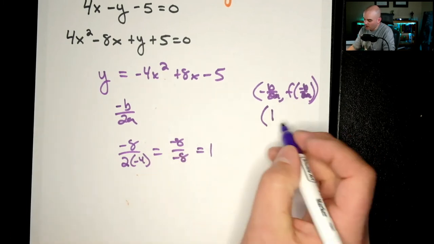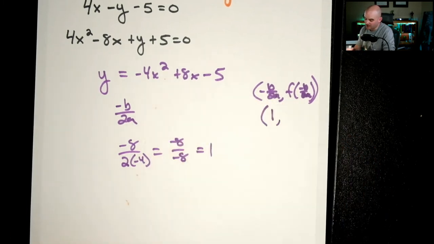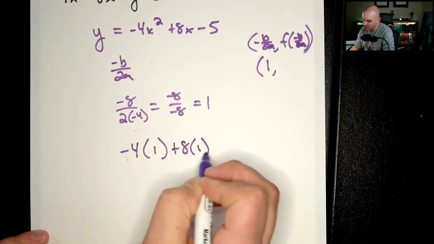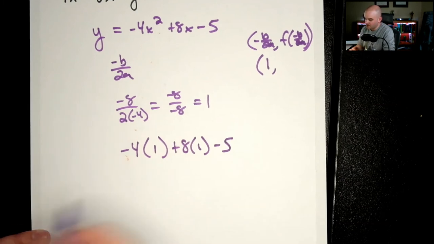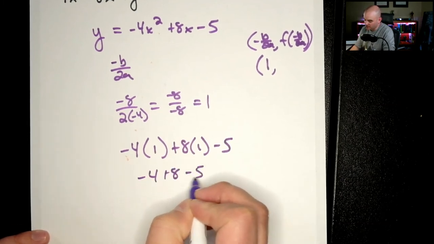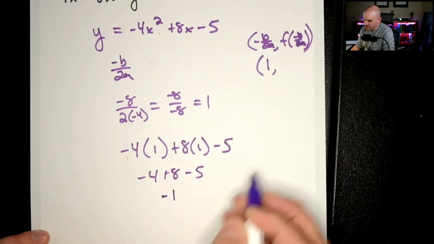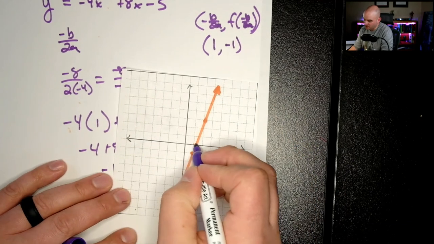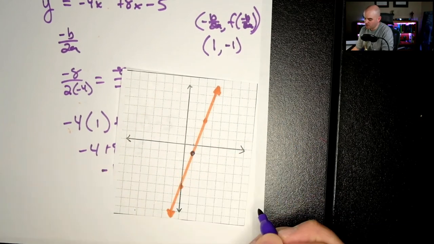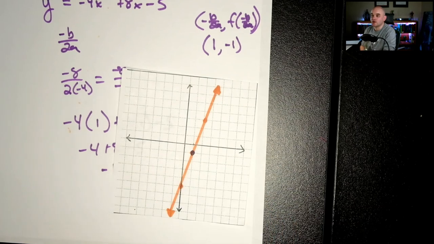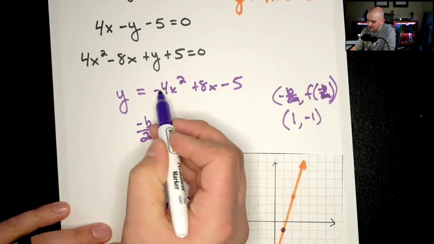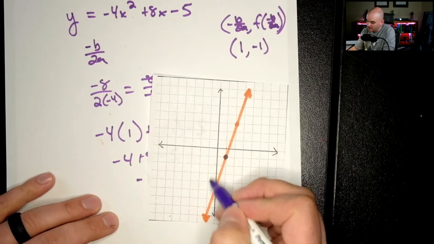To find my y location, I'm just going to substitute 1 back into this. So negative 4 times 1 plus 8 times 1 minus 5 is what I get, which is negative 4 plus 8 minus 5, which is negative 1. And that's where my vertex is when I go to graph this. It's at 1, negative 1, which is right, boom, right there on the line. So that is one point of the intersection. But remember, this could intersect it in 2 spots. This thing is pointed downward, so I know it's pointed downward because of that negative a there. There's probably another spot where it intersects.